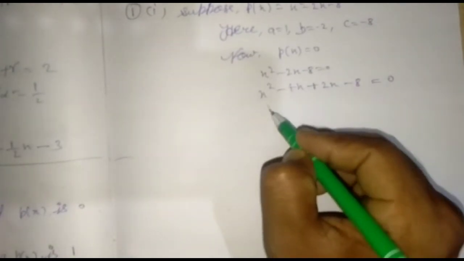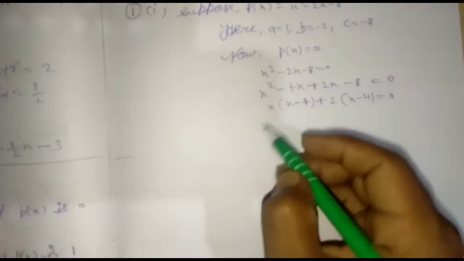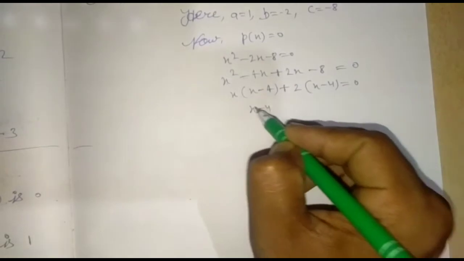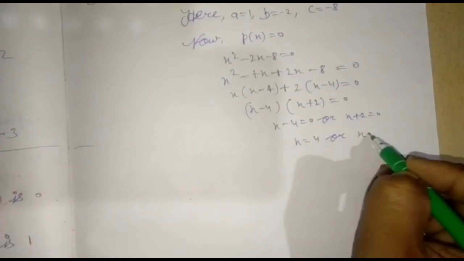Now in these two terms there is a common x, so we take x common, and we get x minus 4 in a bracket. Again we take 2 common, and again we get x minus 4 in a bracket. Then we take x minus 4 common and get x plus 2 in another bracket, equal to 0. So x minus 4 equals 0 or x plus 2 equals 0. So x is equal to 4 or x is equal to minus 2.